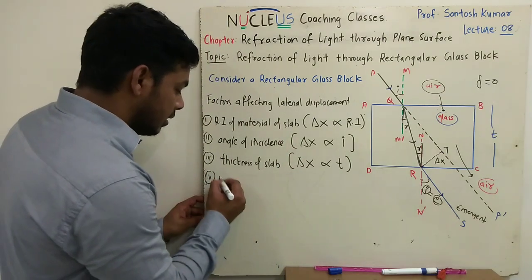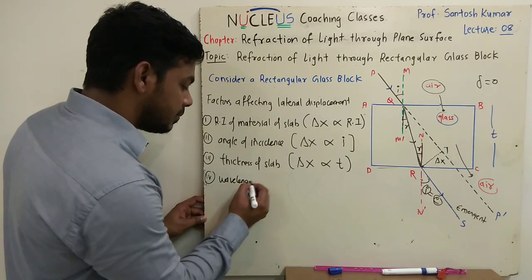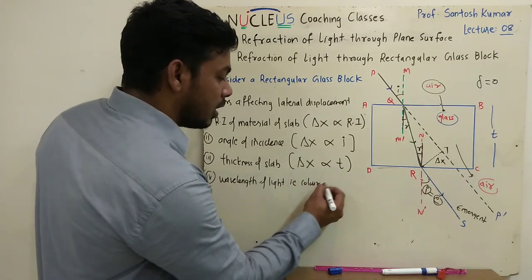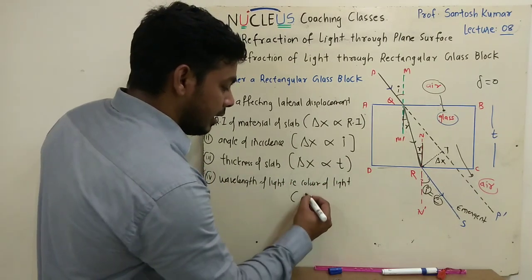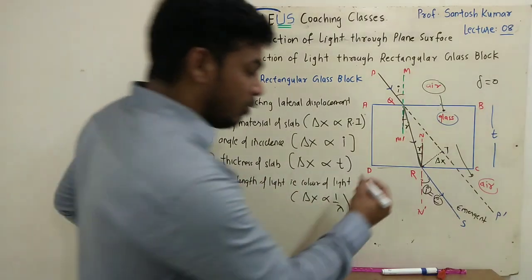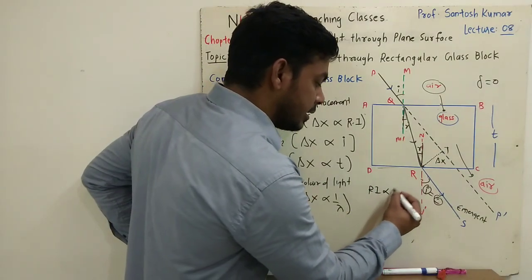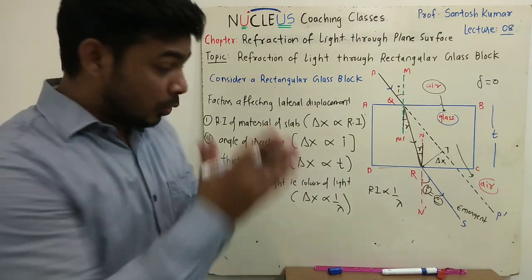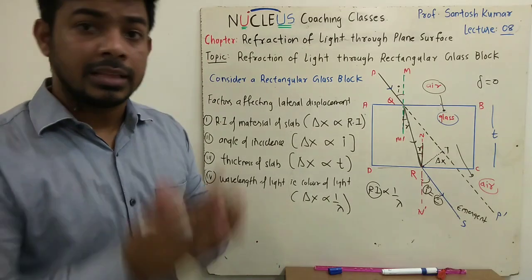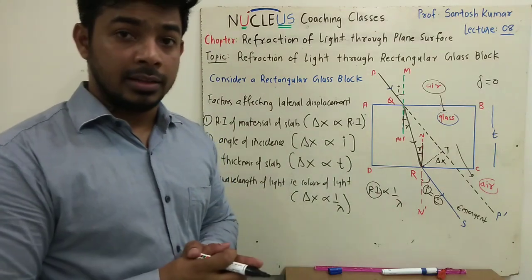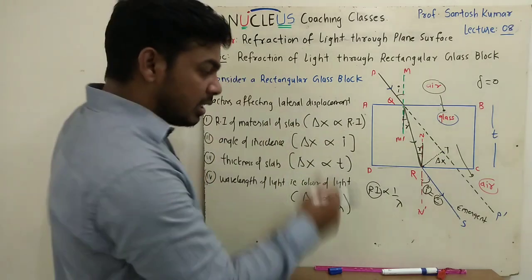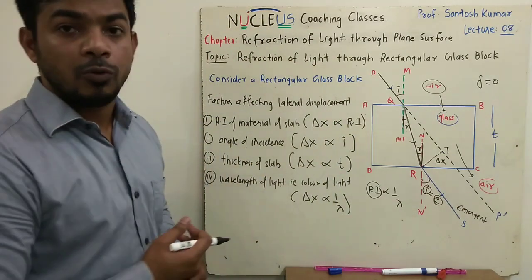And the fourth factor is the wavelength of light. I am talking about the color of light, and here the lateral shift is inversely proportional to wavelength. Remember, we have already studied that refractive index is inversely proportional to wavelength. So in this chapter, if any factor depends on the angle of refraction, then it has to depend on wavelength. We can see that lateral shift is directly proportional to refractive index, so the lateral shift has to be inversely proportional to the wavelength of light.